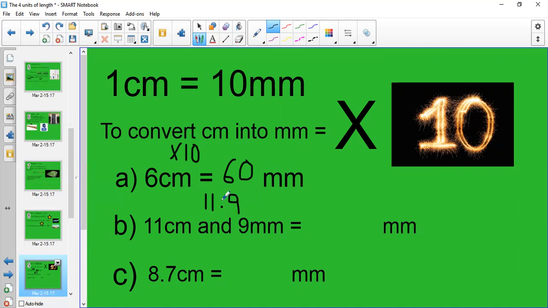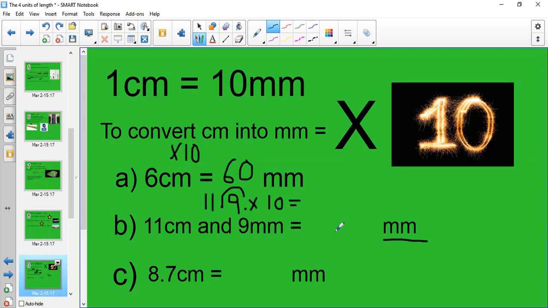And to figure out what this would be in millimetres, you need to multiply 11.9 by 10. And we know that if we are multiplying a number that has a decimal point in it by 10, we are moving the decimal point forward to the right by 1 space.